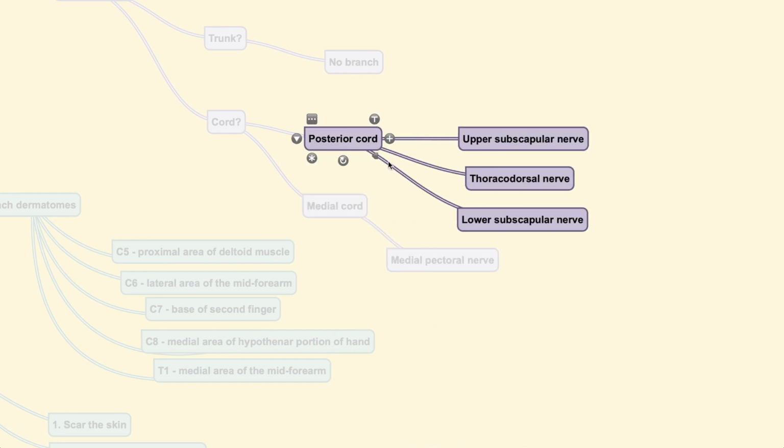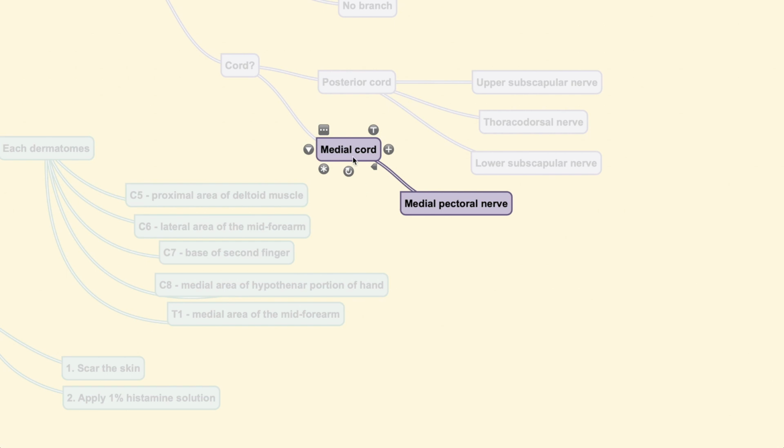So for the posterior cord, the nerves that you could check are the upper subscapular nerve, the thoracodorsal nerve, and also the lower subscapular nerve. So you do the examination of this nerve by checking the function of the latissimus dorsi muscle or the subscapularis or even the teres major muscle. Now, the thing about the medial cord is that you could also check for the medial pectoral nerve function, which is detectable while evaluating for the function of the pectoralis muscles.